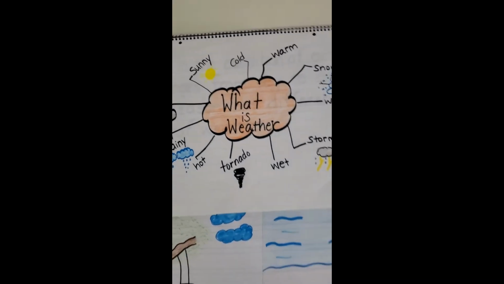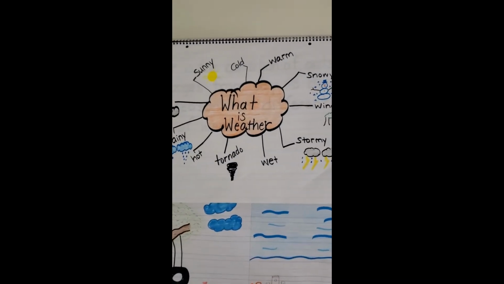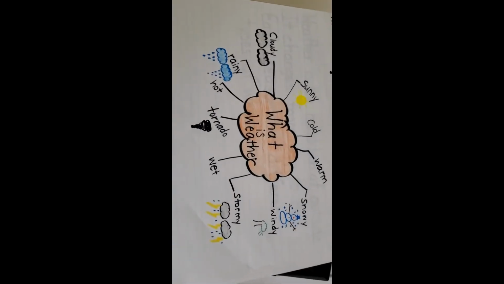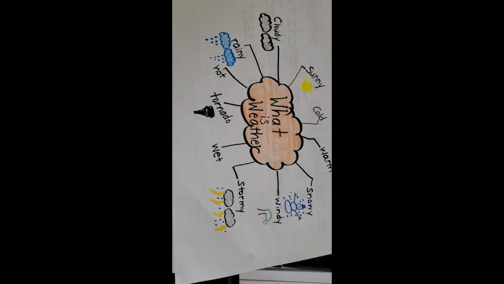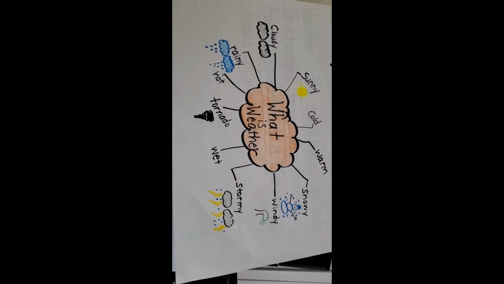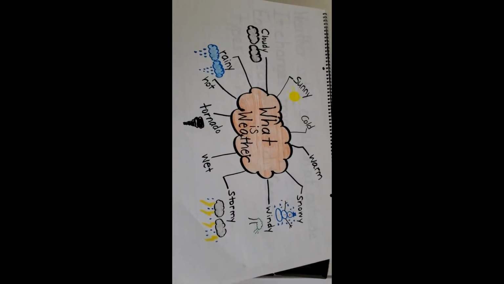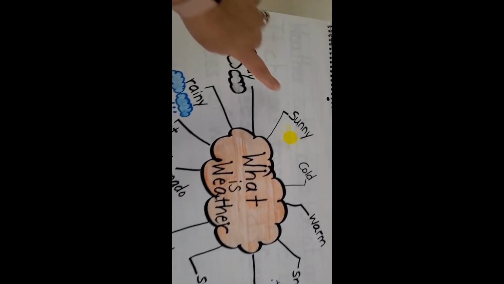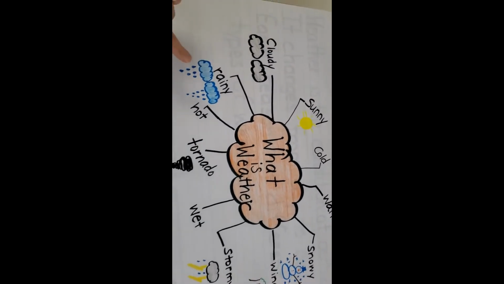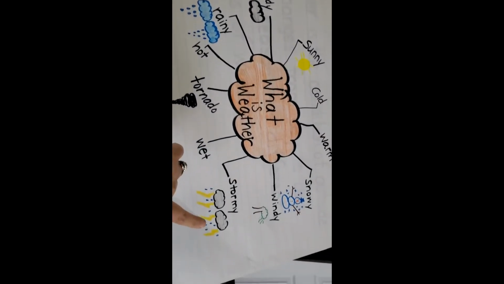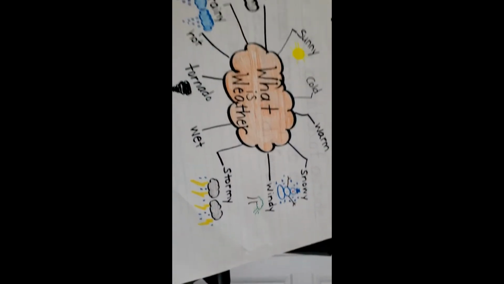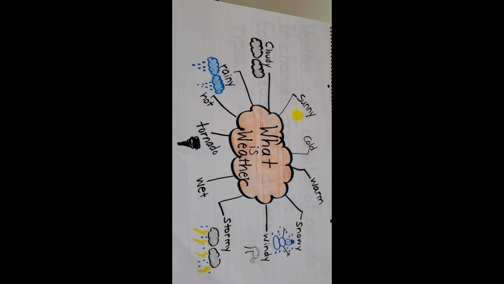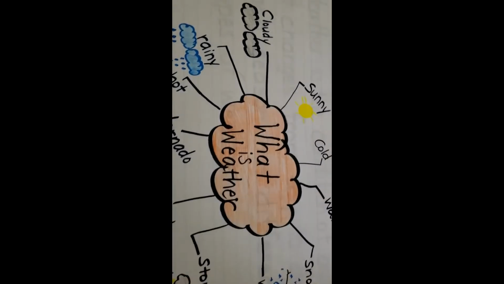So what is weather? Remember, weather is the cold, the warm, the hot. That's the temperature. That tells us what kind of season it is. If it's cold outside, then we know it's probably going to be fall or winter. And if it's warm or hot, we know it's spring or summertime. It's also the sun, the clouds, the rain, the tornadoes, the storms, the wind, and the snow. Those all help us make up the weather. And that's what we feel. That's how we know what the weather conditions are.